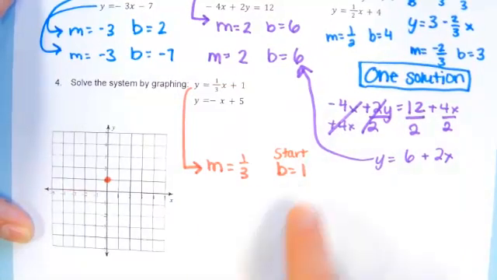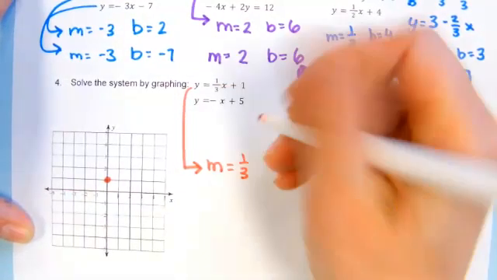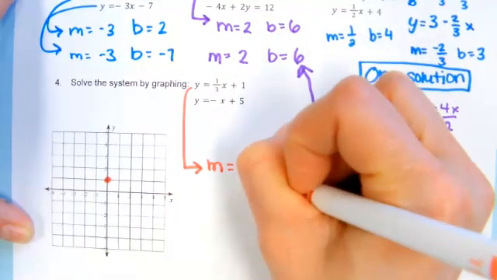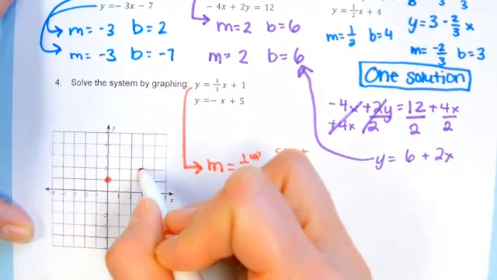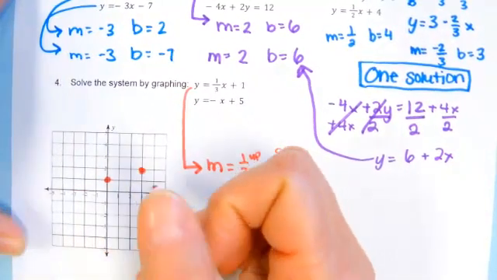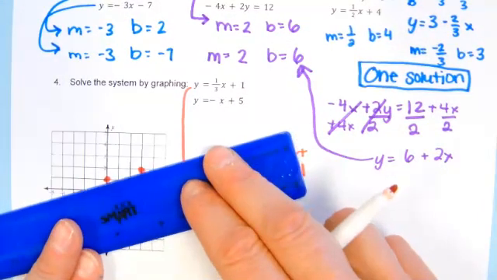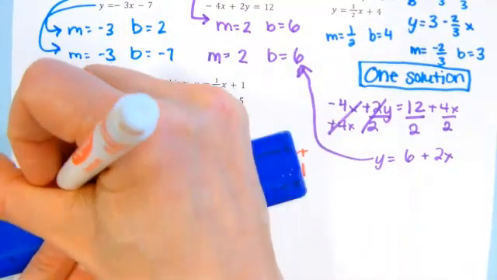Then I'm going to use my slope as my rise and my run. And so this tells me I have to go up 1 and right 3 for my rise and run from this spot. So up 1 and right 3 would be right here. And then you want to take a straight edge and draw your line through those dots all the way from edge to edge on the graph.